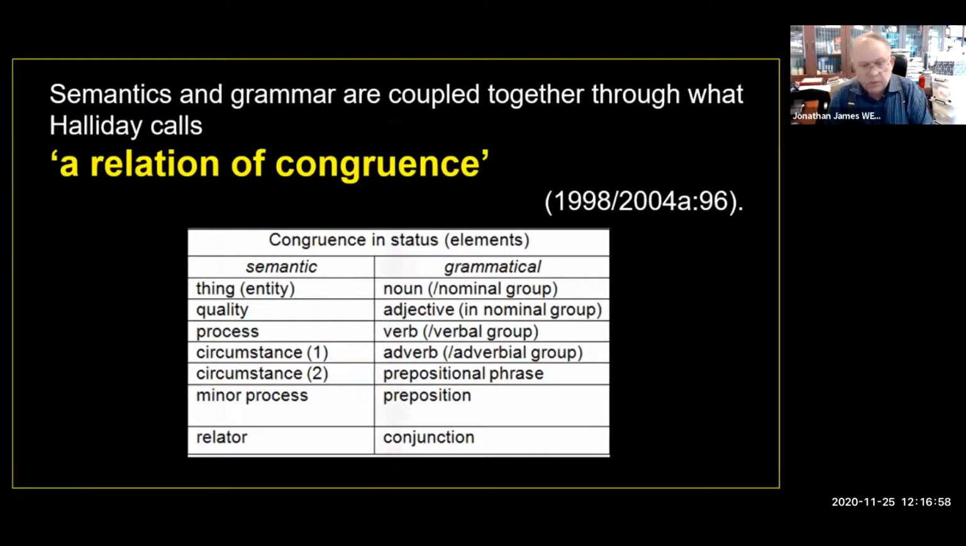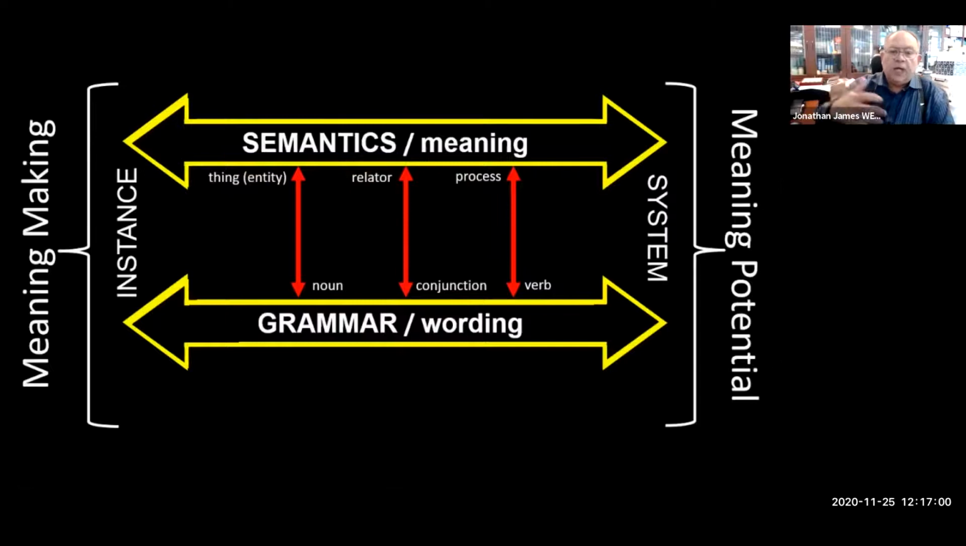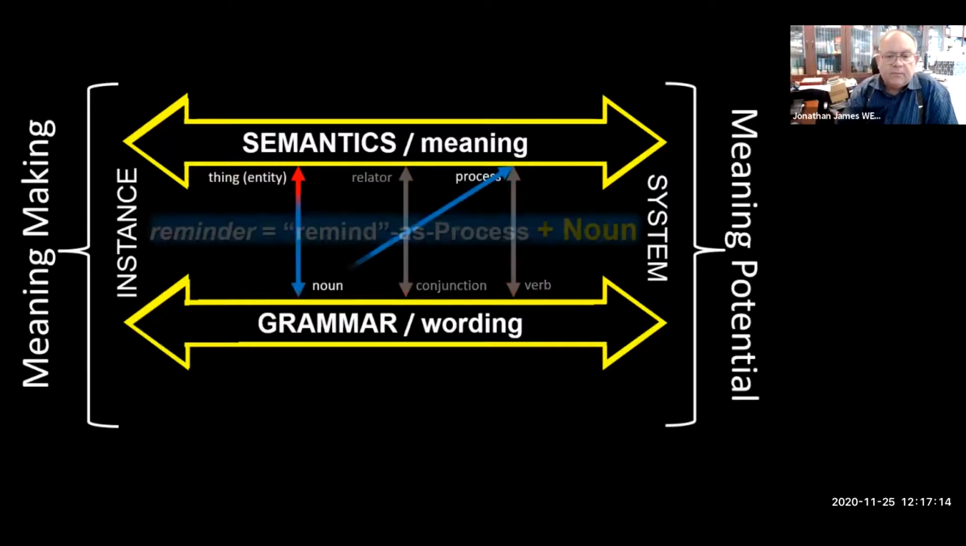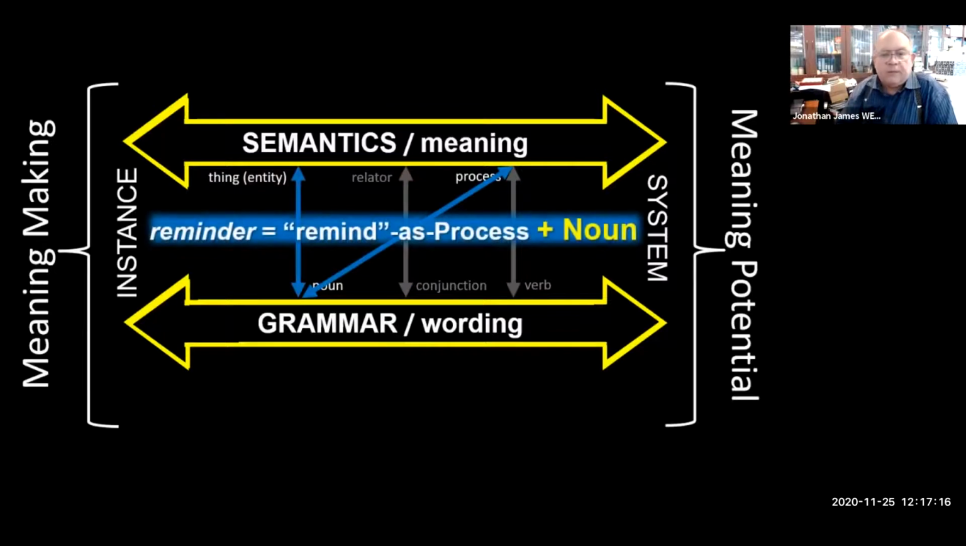Now, that way in which we see the world, where meaning is tied to wording, where things are nouns, processes are verbs, words that relate ideas are conjunctions, we can change that. We can redraw it. And this is the creativity in language. There is an alternative to the default.